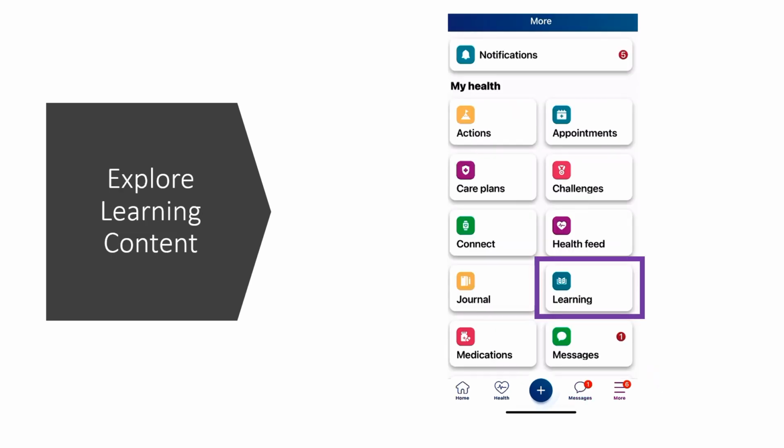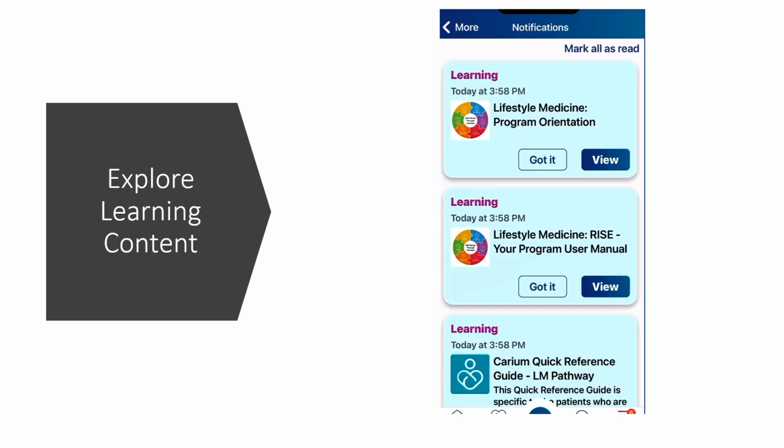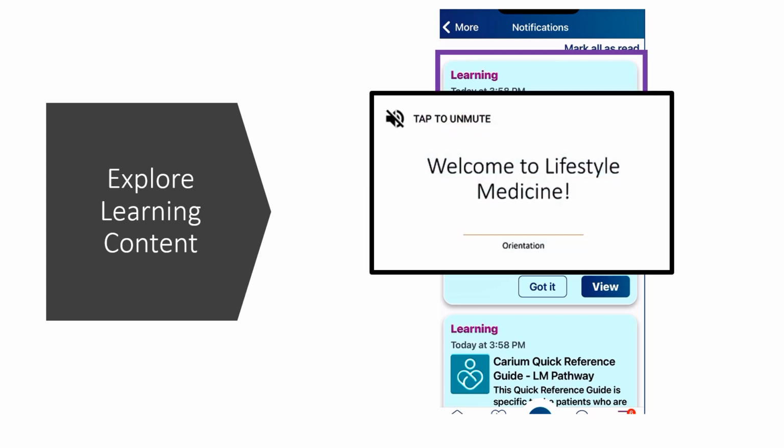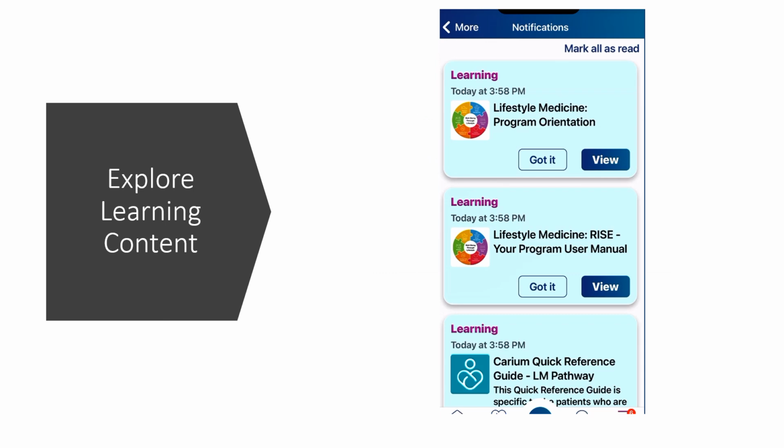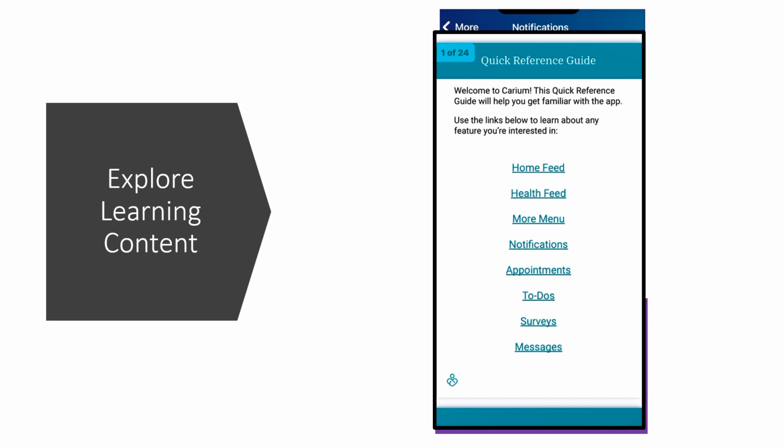You can access these materials from the Learning tab or find them up here on the top in Notifications, where you'll see new information that is populated into the app. Here's a view from Notifications. Click on the orientation video to get more details on how the Lifestyle Medicine program works. Next, click on the Carium Quick Reference Guide to learn more about navigating the Carium app.